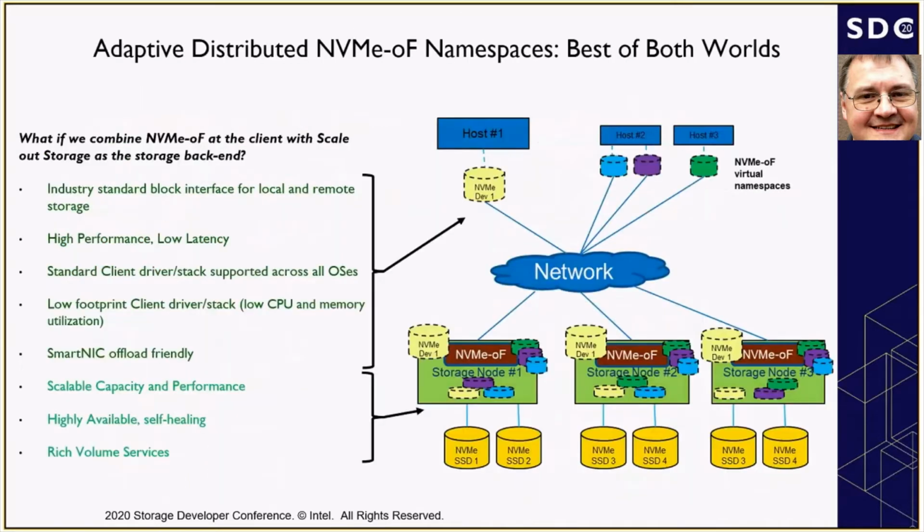So we asked ourselves, what if we could combine NVMe fabrics with the scale of the scale-out storage backend and get the best of both worlds? So our goal here is to combine only the good things from the previous diagram. So we want an industry standard interface. We want it to be high performance and low latency. We want every OS to be able to talk to it. The footprint to be small enough that you could put it in a SmartNIC or some other hardware object. But we still want to preserve the rich volume services and all of the advantages you get from your scale-out storage system.